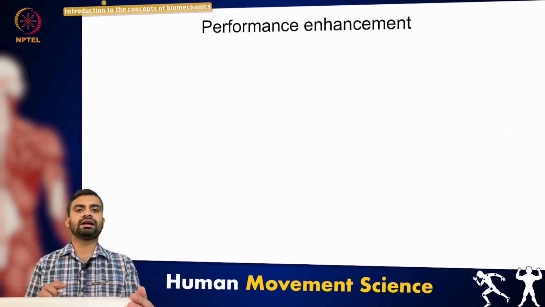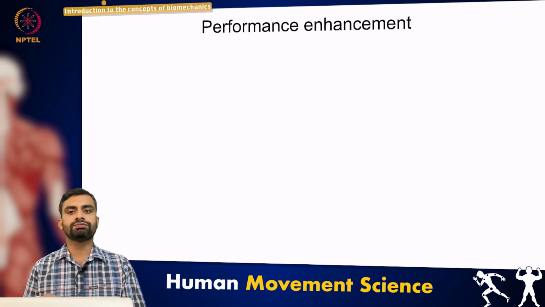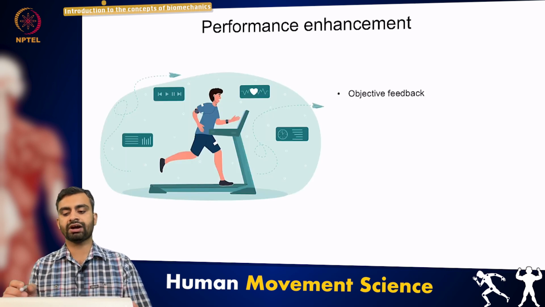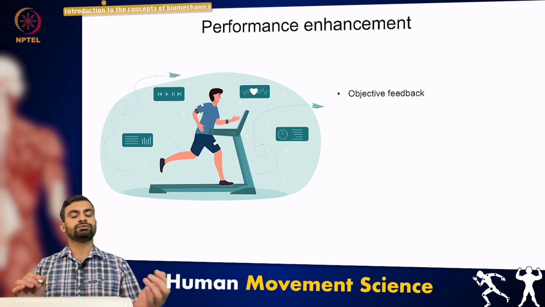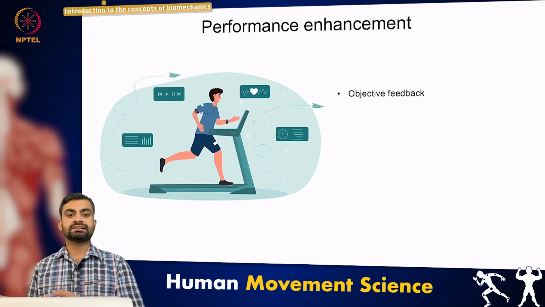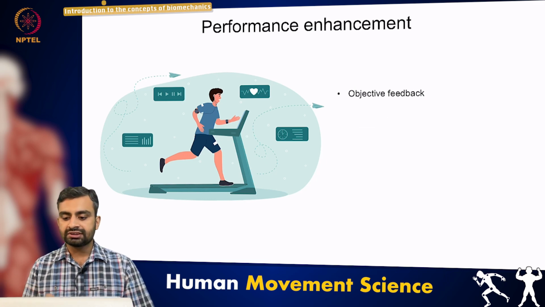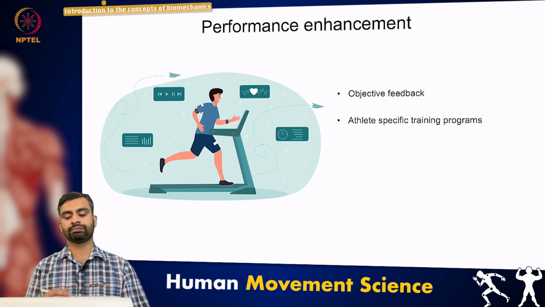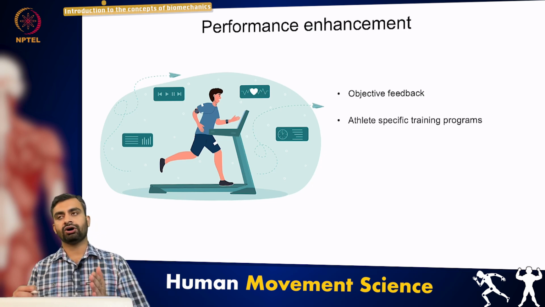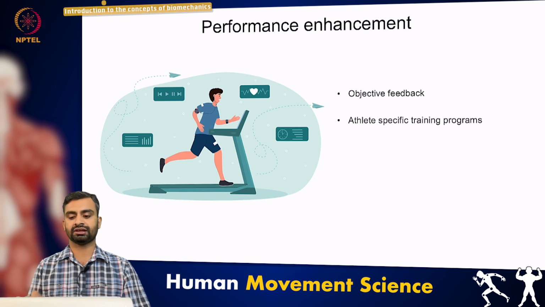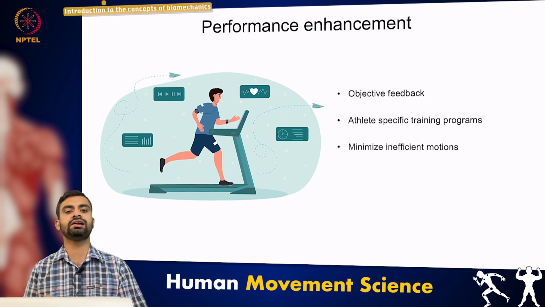Another important aspect which we look at from quantification of movement is performance enhancement. Performance enhancement provides objective feedback. For example, every athlete is different and responds differently to a training program. So this objective feedback will help coaches or trainers to provide athlete-specific training programs. It also helps in minimizing inefficient motions.